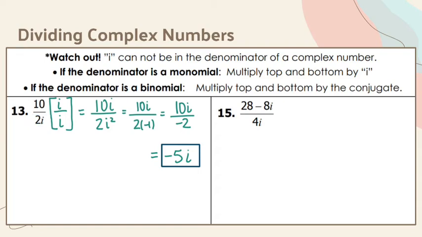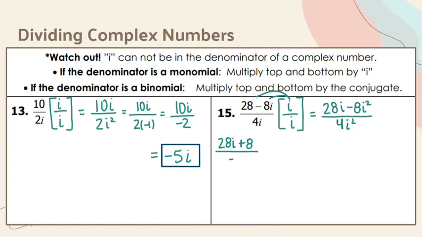So let's look at 15. We don't care about the numerator, we just care about the denominator. The denominator is a monomial, so we will multiply this by i over i. So we have to distribute the i, which looks a little backwards, but it's the same thing. 28 times i is 28i. Negative 8i times i is negative 8i squared. On the bottom, we get 4i squared. The top is going to be 28i plus 8, because negative 8 times negative 1 is positive 8. And on the bottom, i squared turns to negative 1, so we get negative 4.